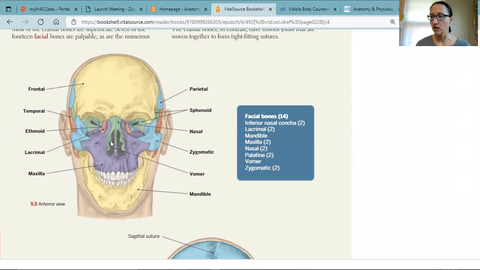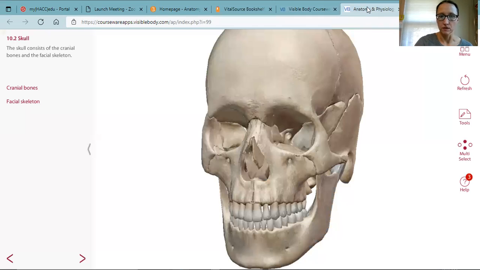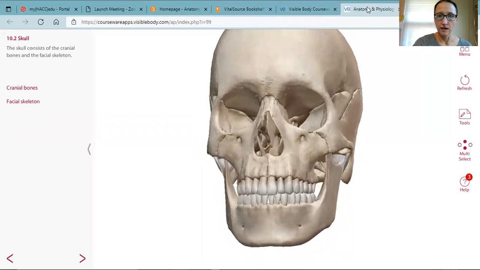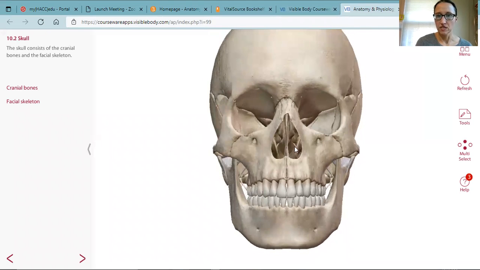C-O-N-C-H-A-E, nasal conchae. And even though it doesn't look like it in this image, let me see if I can show you in this one. Yeah. See how the nasal conchae come down and curl around a little bit there and there. And you can see the little curlies right here and here. See, and then up here and up here on either side. There are 4 of them there.